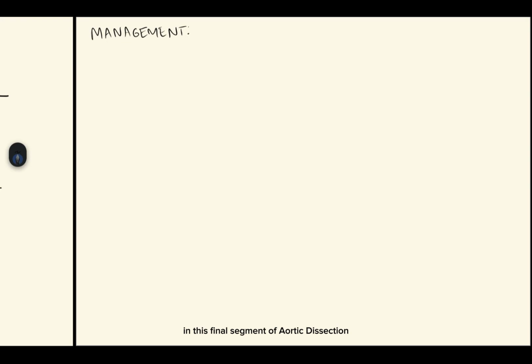In this final segment of aortic dissection, we will talk about the management and we will conclude with that. So, the management, in the first hour, we have some primary goals. The primary and most important thing is that we want to reduce the aortic shear force, because we want to minimize the extension of dissection.